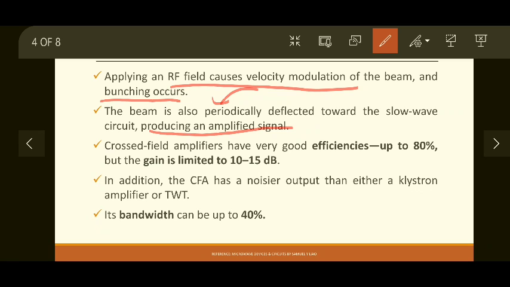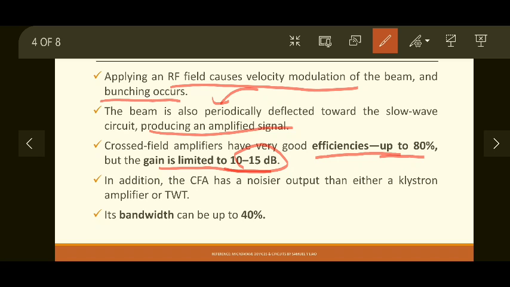The working is similar, or the geometry is similar to the slow wave structure, but the working is affected by the cross field of electric field and magnetic field. These CFAs have very good efficiencies up to 80%, but the gain is limited to 10 to 15 dB. So the advantage is that efficiency is much higher than linear beam tube amplifiers like klystrons, but their gain is limited to 10 to 15 dB only.